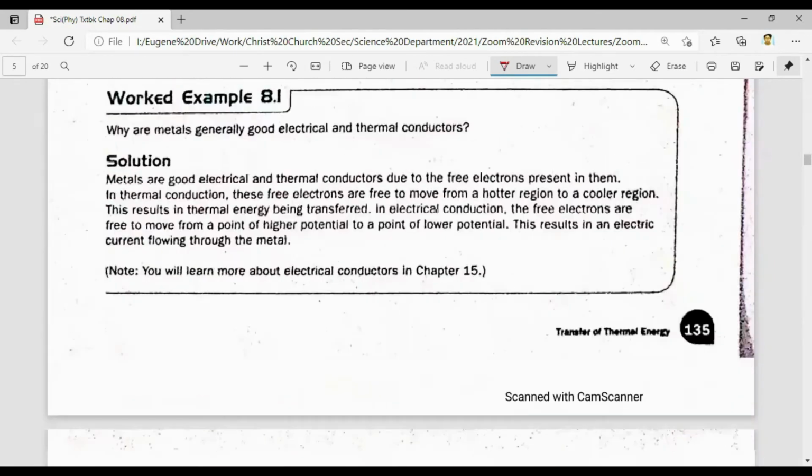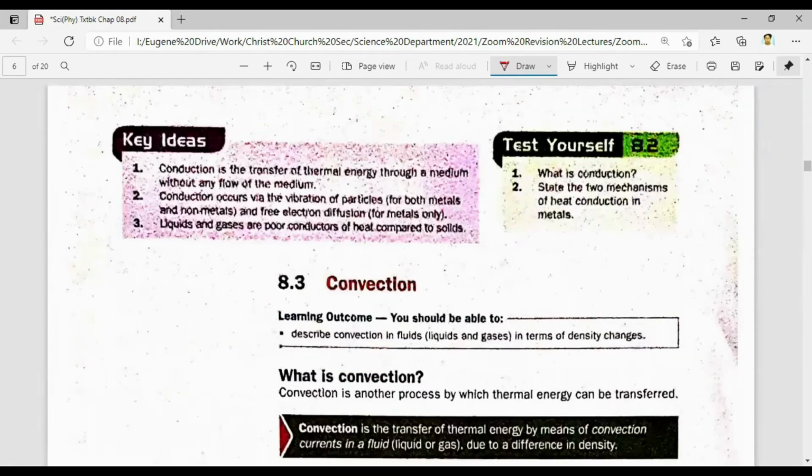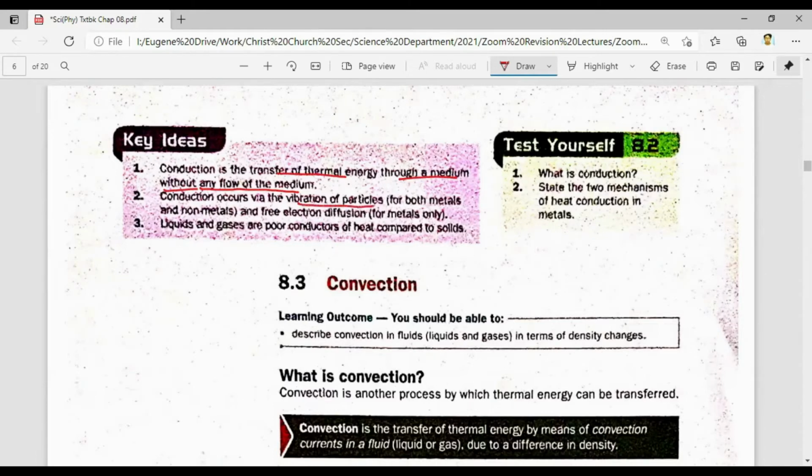Okay, so next up. As a general idea, what did we learn here? Conduction is a transfer of thermal energy without any flow in the medium. Transfer without any flow. It can occur in two different ways: the vibration of particles, generally for metals and non-metals, and free electron diffusion for metals only. And when we talk about whether good or poor conductor, liquids and gases are poor conductors. Solids can be good, can be poor, depending on whether they're metals or non-metals. Right, so 1, 2, 3, all covered.